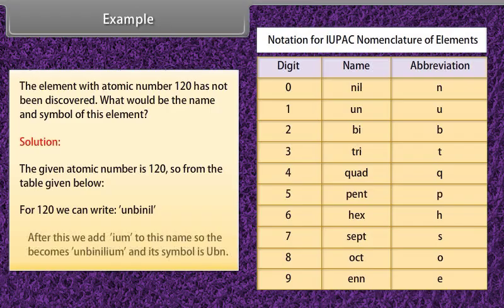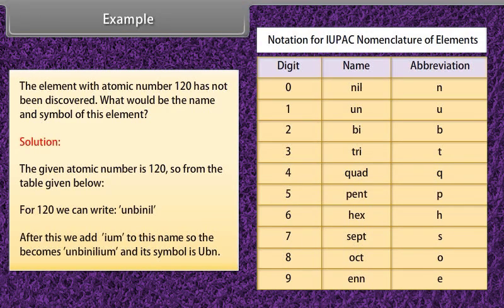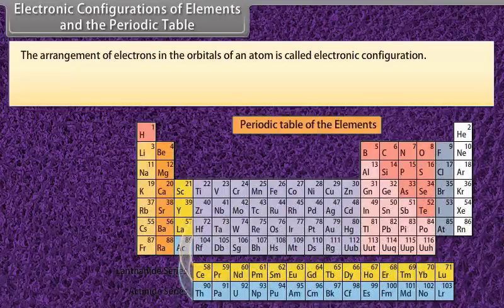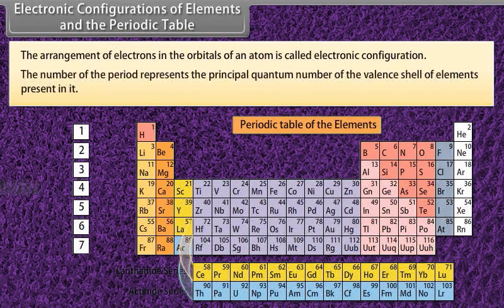After this, we add IUM to this name, so it becomes unbinylium, and its symbol is UBN. Electronic configurations of elements and the periodic table. The arrangement of electrons in the orbitals of an atom is called electronic configuration. The number of the period represents the principal quantum number of the valency shell of elements present in it.